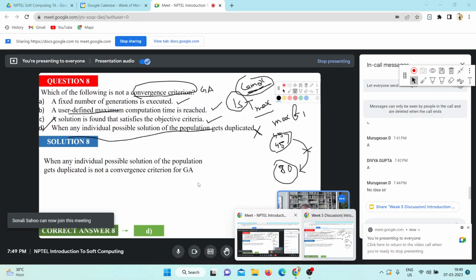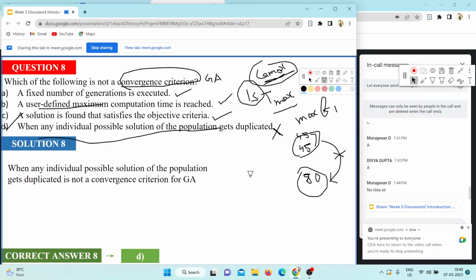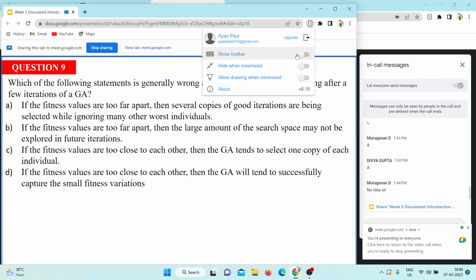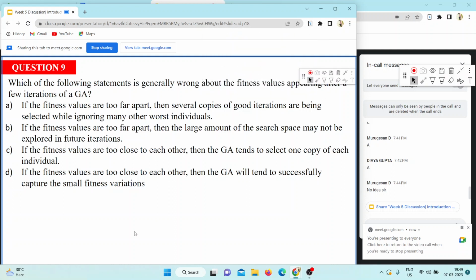Okay, so let's move on to the next question. Which of the following statements is generally wrong about the fitness value? Fitness values appearing after a few iterations of GA. So these are the four options given.